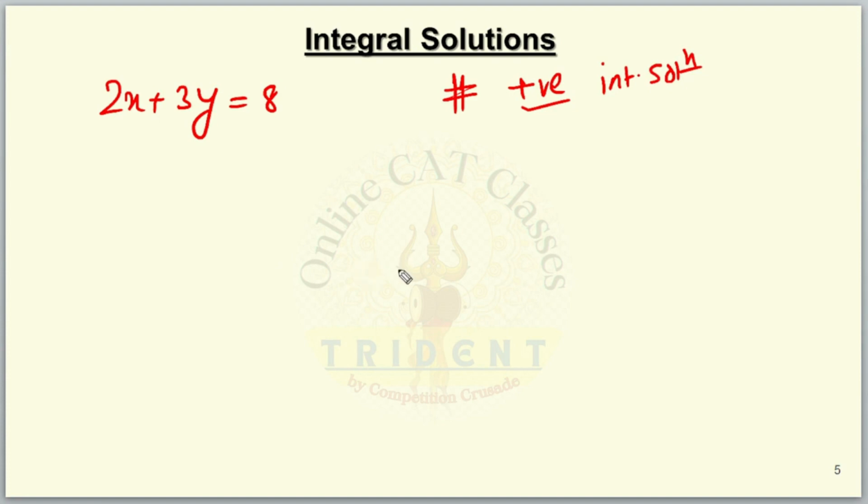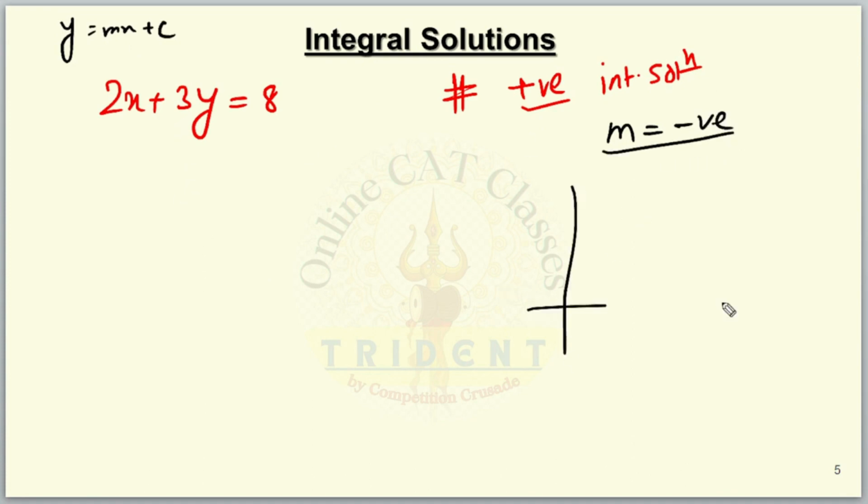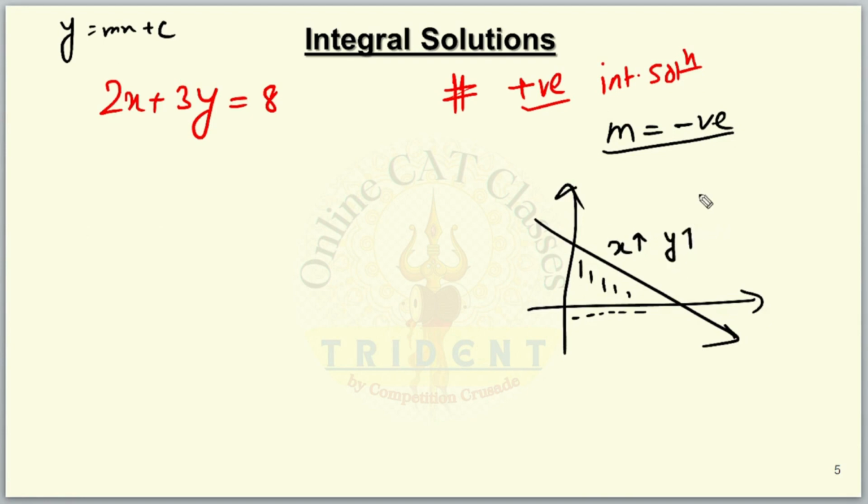They are very mechanical. The first thing is, tell me the slope of this line. Slope can be very easily calculated. Just write it in the form y is equal to mx plus c, and see whether m is positive or negative. In this case, it's a negative slope. What that means is this line will be a decreasing line, and as x increases, y keeps on decreasing. If x increases, y decreases.